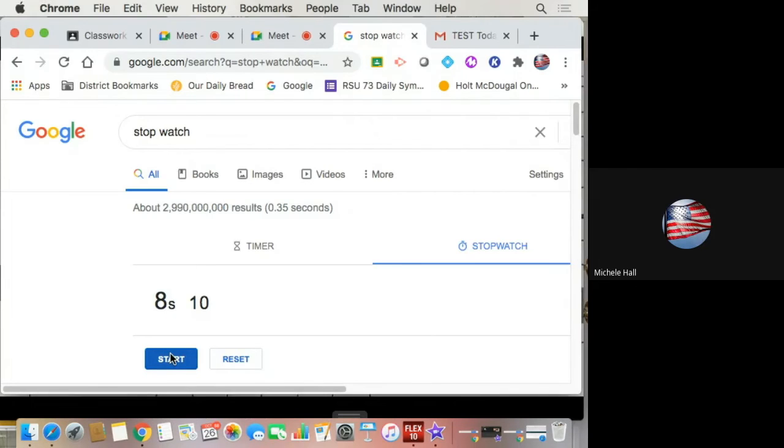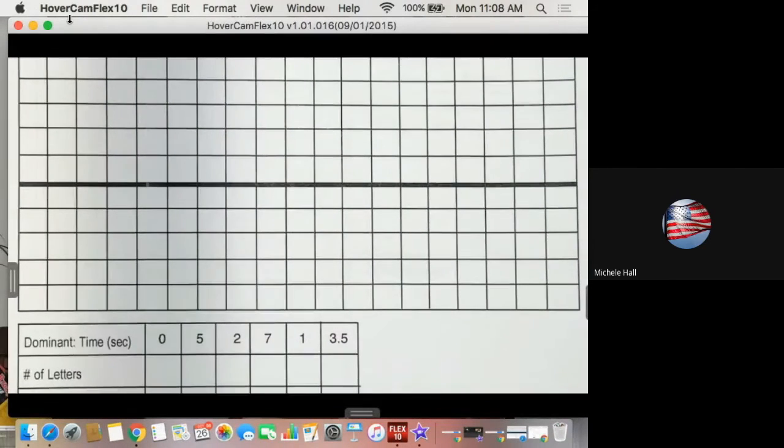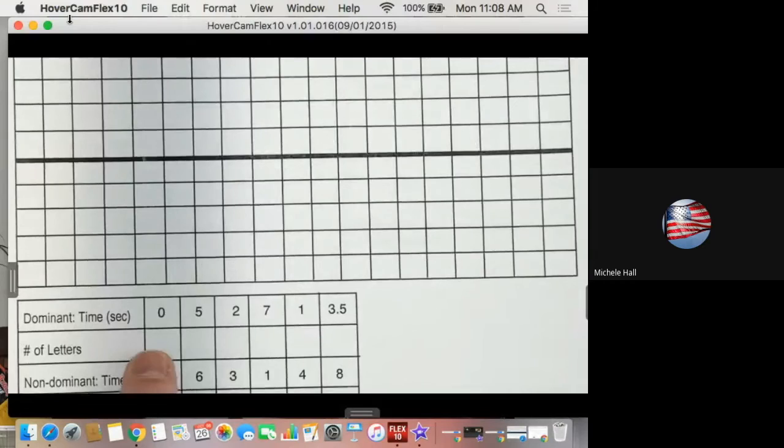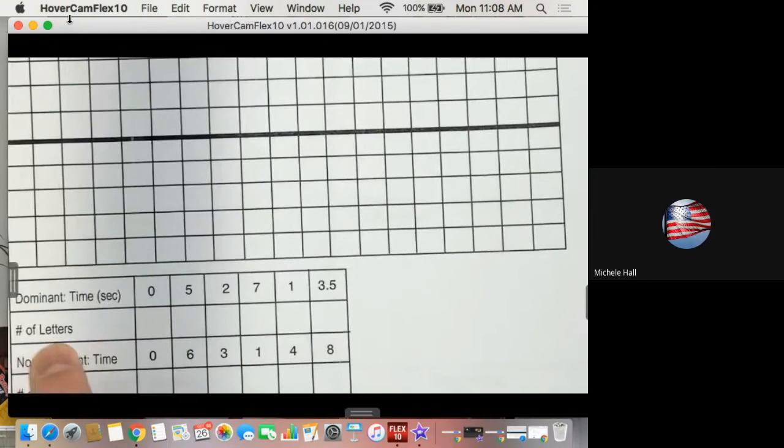Okay. You have your data. There's the table right here below. Don't say anything out loud. This says the time. That's the time I was using. And this was your dominant hand the first time you did it. The number of letters.